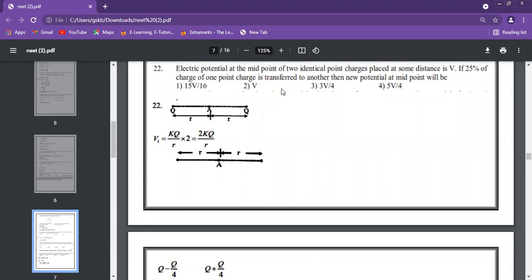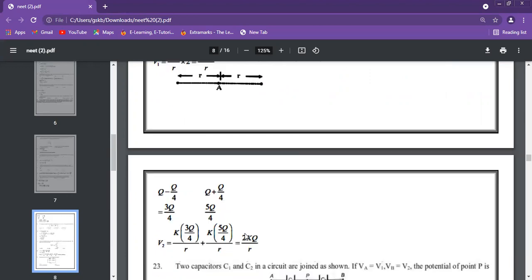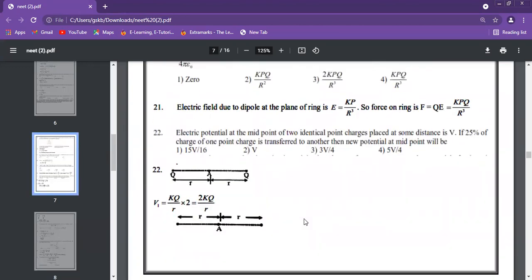So 25% of the charge of one point charge is transferred to the other one, they ask here. So the first charge loses q by 4, and the second charge gains it. So the first charge is 3q by 4, and the second charge is 5q by 4. This much is the answer.